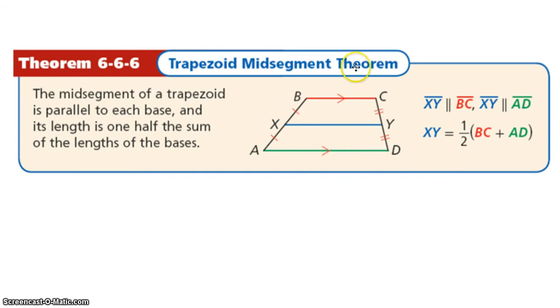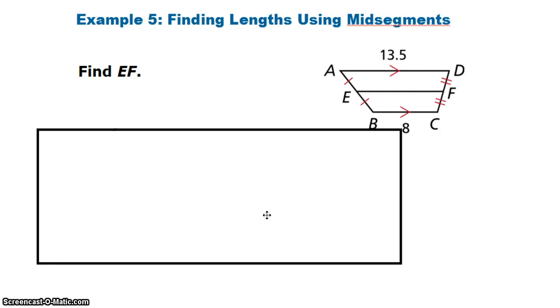Now in a triangle, recall that a midsegment was 1/2 of the base, right? So because a trapezoid has two, we're going to have to sum the bases, and the midsegment would be 1/2 of the sum of the bases. Find the length EF. Pause the video and come on back.